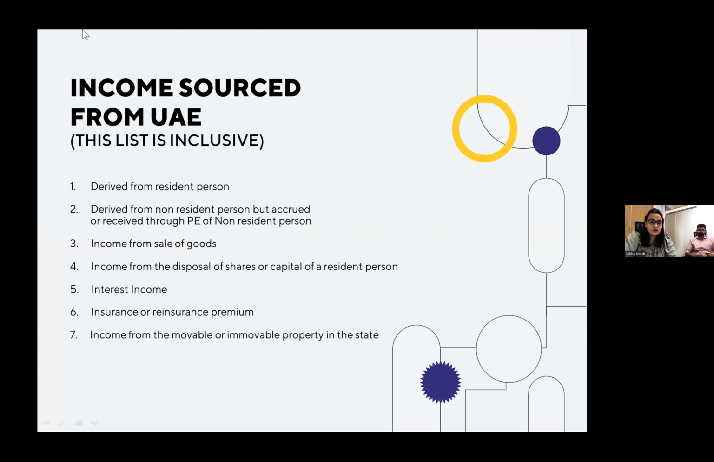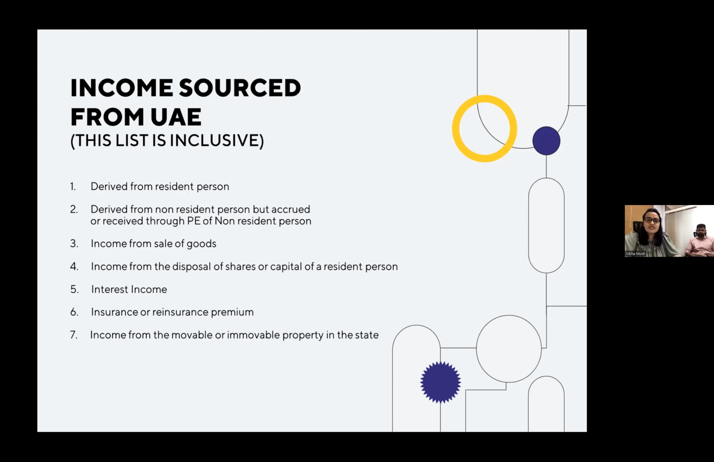Now let's come to the non-resident person point. What is income sourced from UAE? In general layman language, any income which is generated from UAE is considered as UAE sourced income. And here is a list. This is an inclusive list. These are only examples they have given of income which is considered as income sourced from UAE.